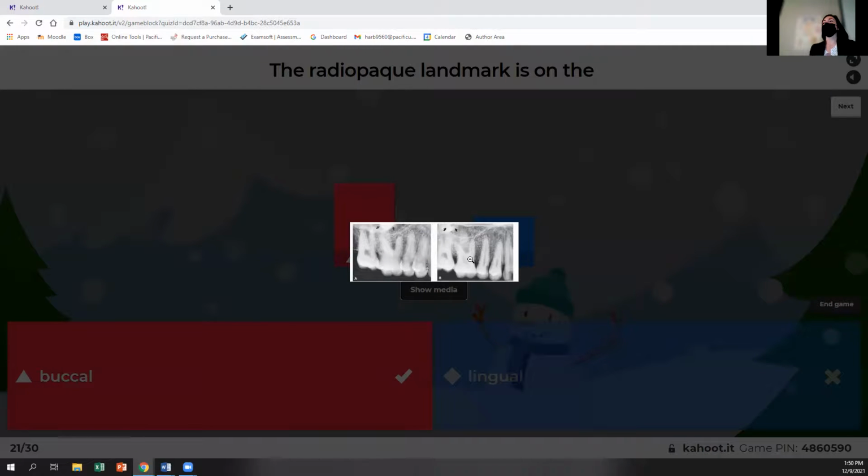So you look at your baseline, you know that your lower cusps are buccal. These are always buccal. And then you know that the root in the middle is your palatal root.